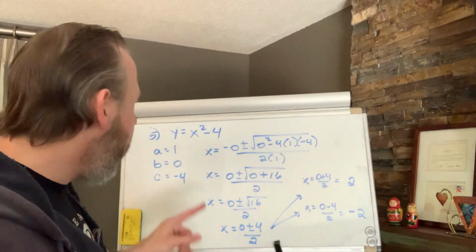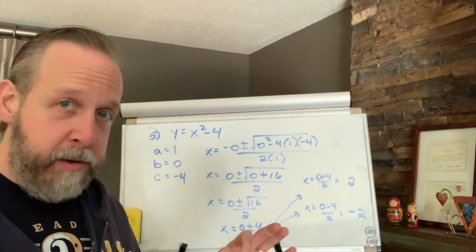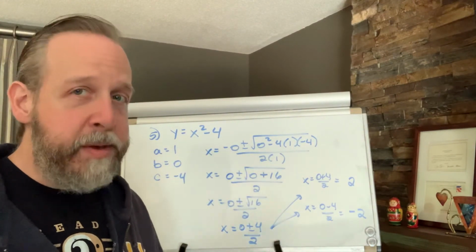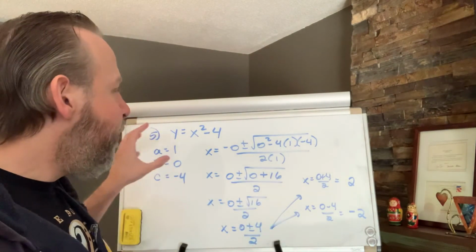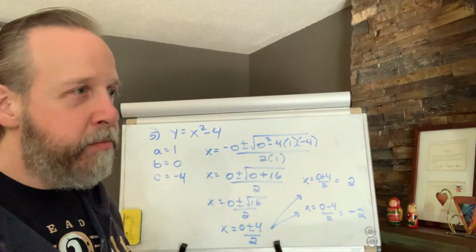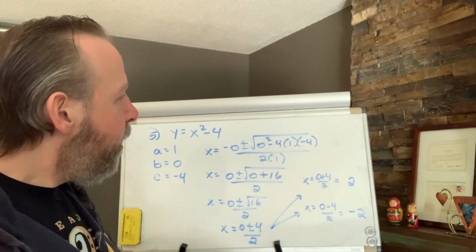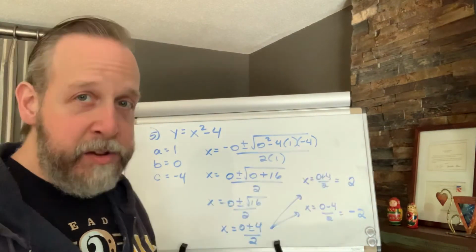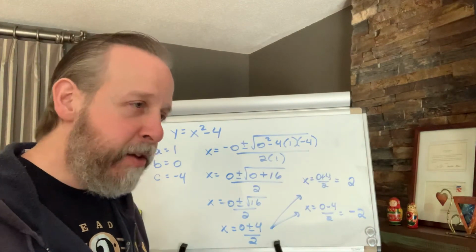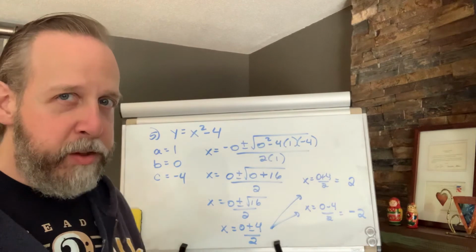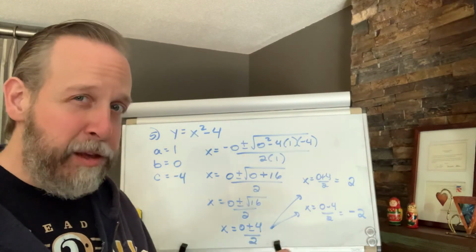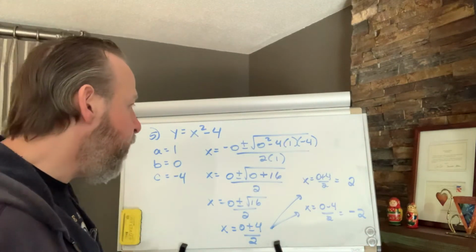Something of note: when the b term is missing, and therefore b is 0, because there's no x on its own, the solution you're going to find, given that there is one, is going to be the same number, both positive and negative. So plus or minus 2, plus or minus 3, plus or minus 5, whatever it is, it's going to be the same value on either side of the origin.